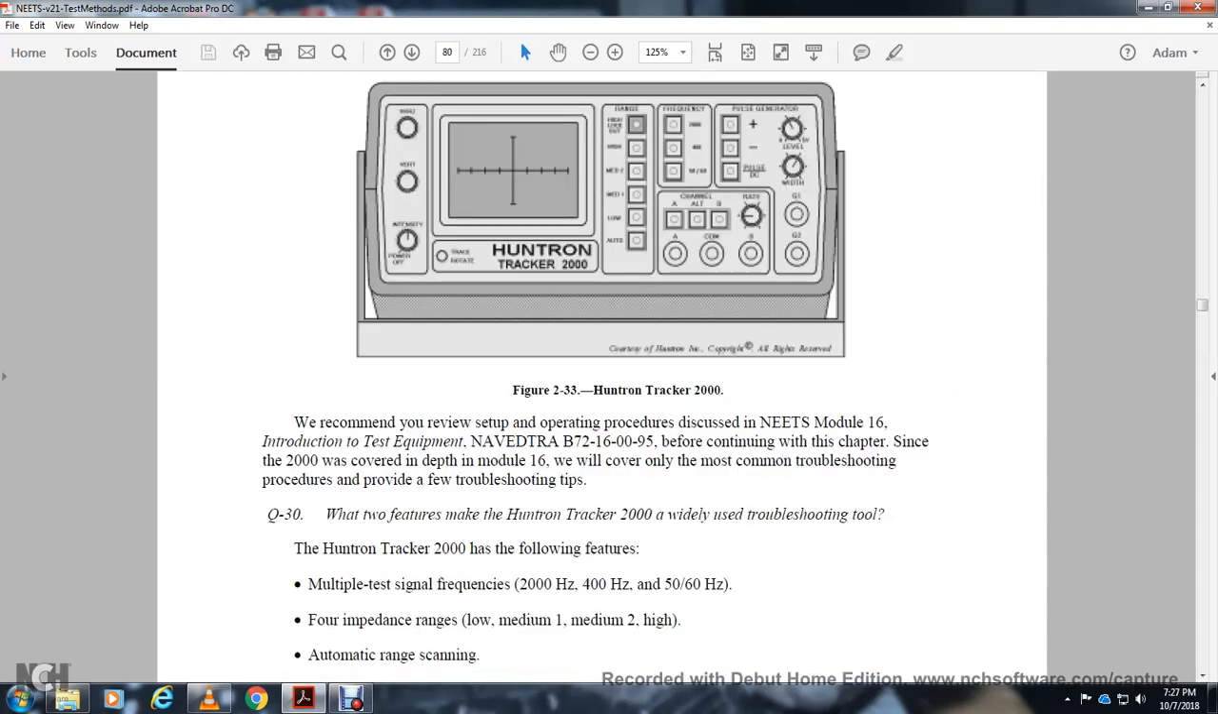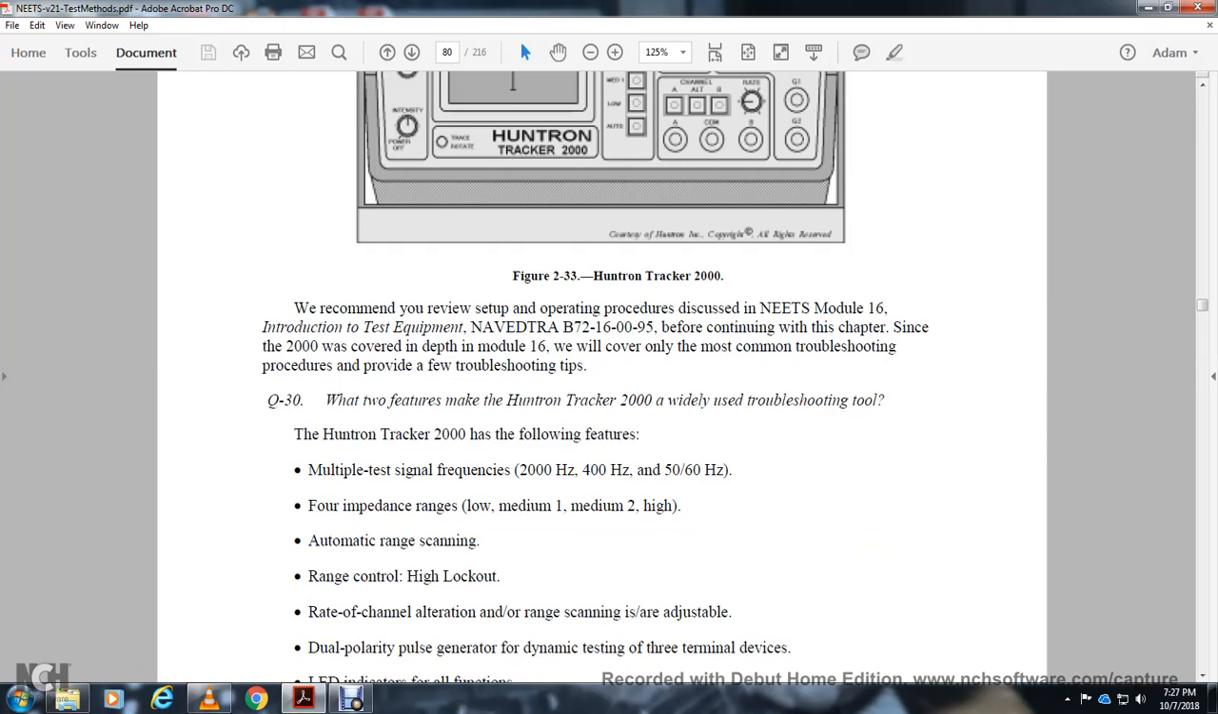We recommend a review of the setup and operation procedure in module 16, Introduction to Test Equipment, before continuing the chapter. Since the 2000 is covered in depth there, this chapter will cover only the most common troubleshooting procedures for the following troubleshooting steps.